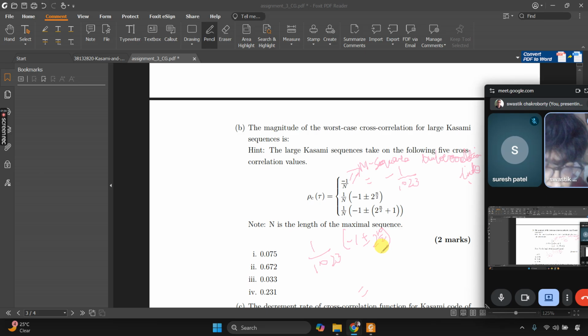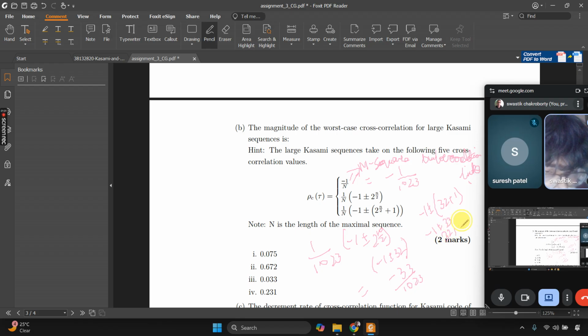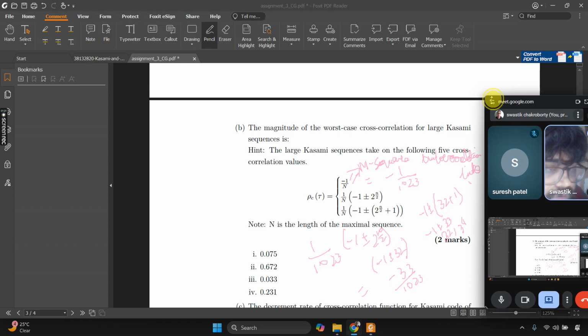So 1 by 1023 into minus 1 plus minus 32. So minus 33, or minus 30, or plus 31. Minus 33 is of course the worst case, so we will take minus 33 by 1023. And another here is minus 1 plus minus 2 to the power n by 2, so again 32 plus 1. So minus 1 plus minus 33, that is either 32 or 34.